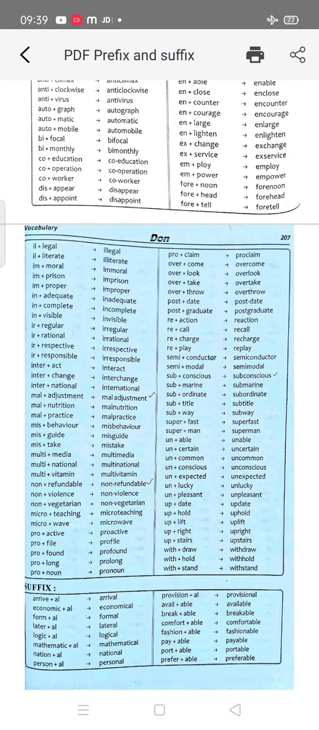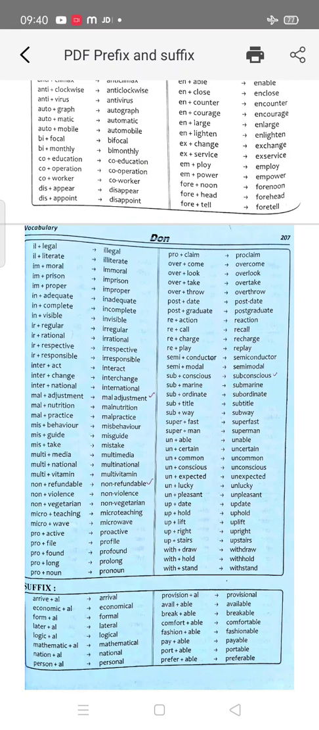Ordinate, subordinate. Title, subtitle. Way, subway. Fast, when you add super before fast, it will become super fast. Man, superman.